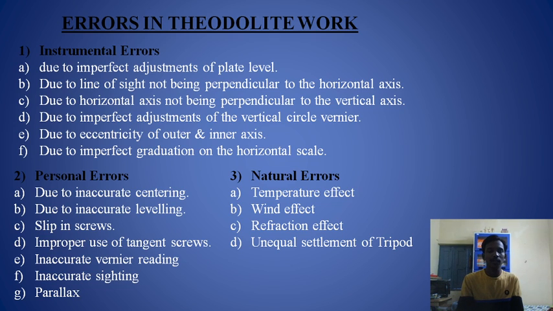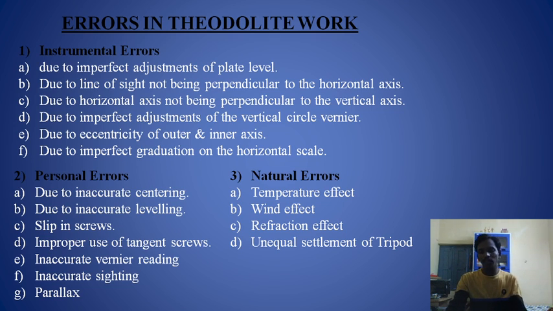And the next one is refraction effect. Sometimes when we are surveying for a long distance in the sunlight, the light will be refracted, and that will make an error in the surveying work. That also comes under natural error. And the next one is unequal settlement of tripod. If the three legs of the tripod are on stable ground, then the instrument will be in good condition. Or else, if the three legs are on soft ground, due to the weight of the theodolite, sometimes the tripod legs will sink into the ground. That will make an error in the surveying work, which may be classified under natural errors.